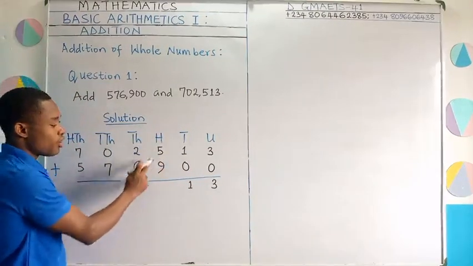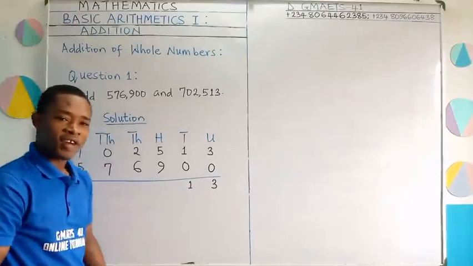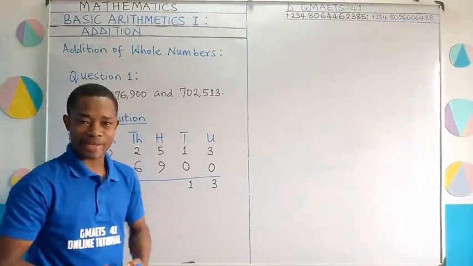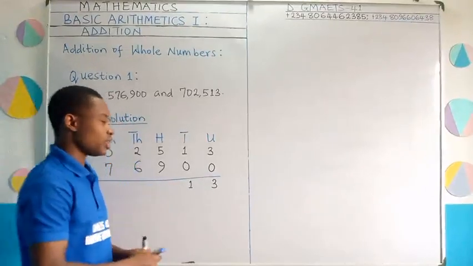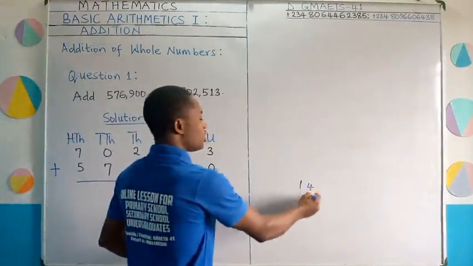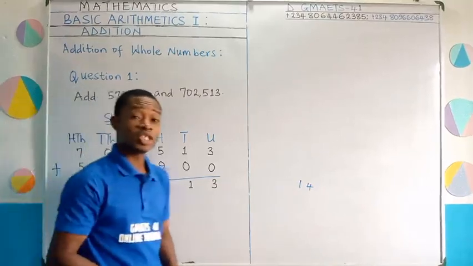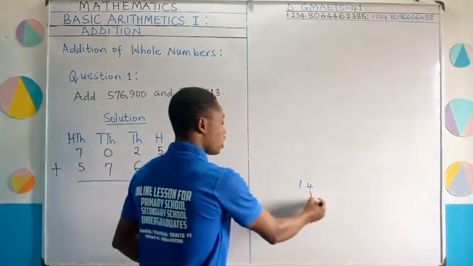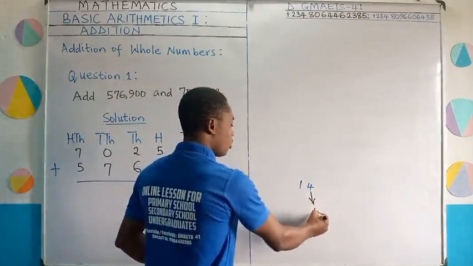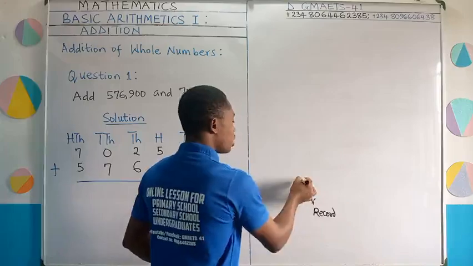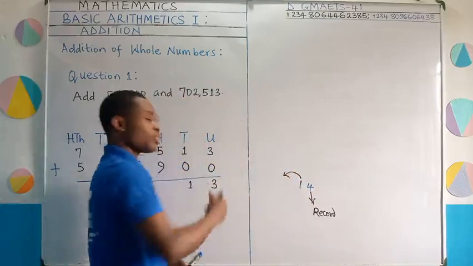Come to hundreds. 5 plus 9 is going to give us 14. Alright, 14. Now let me show you something. 14, is it a one-digit number or a two-digit number? Correct. 14 is a two-digit number. So record this digit down, which is 4. Record this 4, and then you will carry over, move this 1 to the next place value.